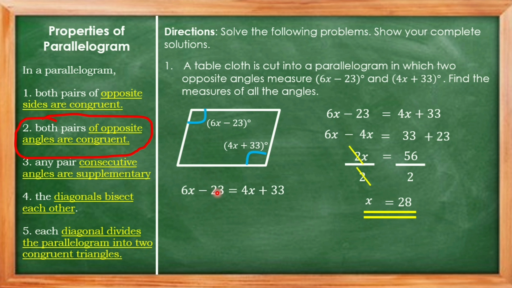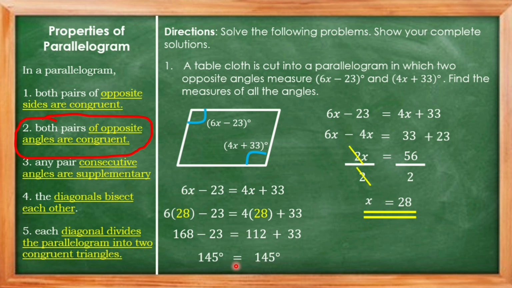Okay. So, ito yung angle 1 natin, si 6x minus 23. Tapos, yung angle 2 natin, yung 4x plus 33. Palitan lang natin itong mga value ng x na nahanap natin. So, we have 6 times 28 minus 23 is equals to 4 times 28 plus 33. So, 6 times 28 is equals to 168, then minus 23, then here, 4 times 28 is 112, then bring down 33. So, 168 minus 23 is equals to 145. Then, yung kabila naman, 112 plus 33 is equals to 145 also.